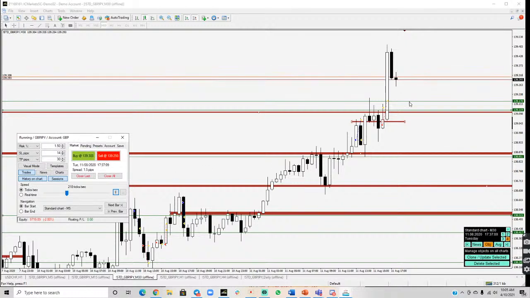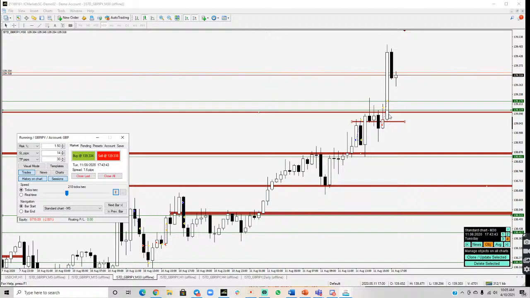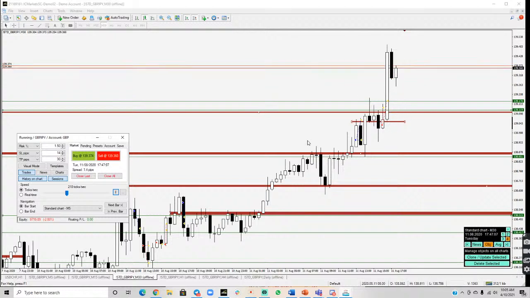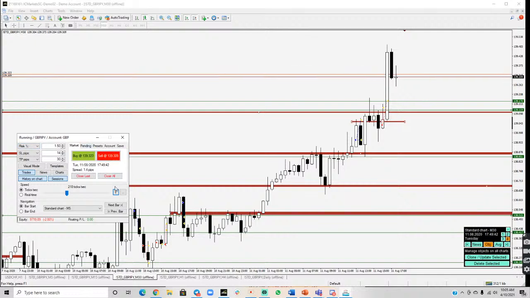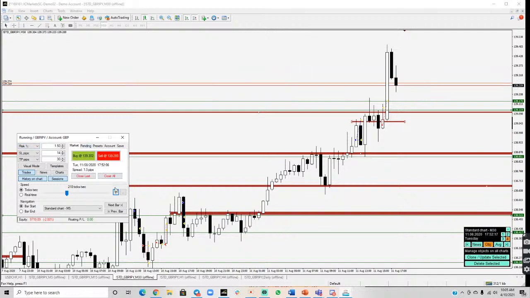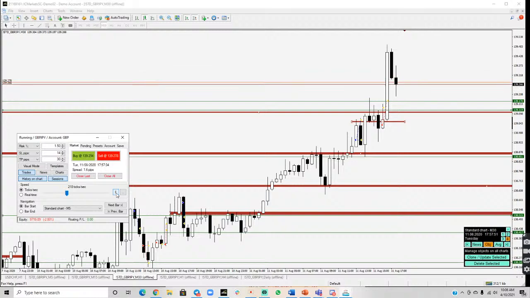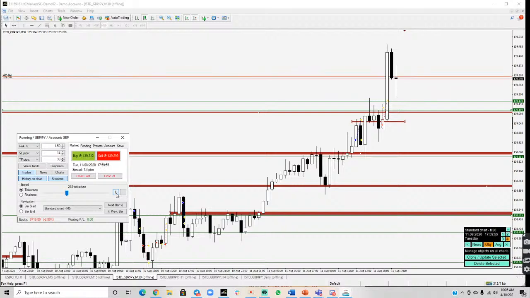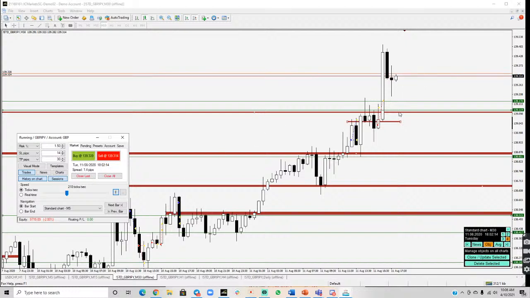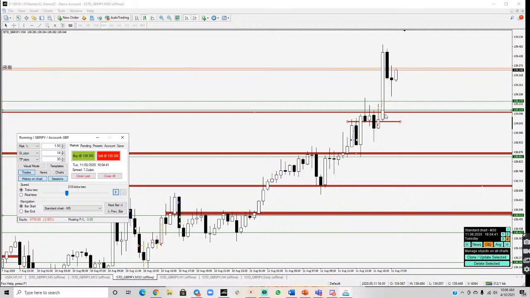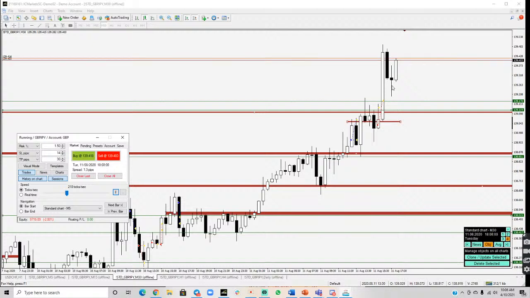Can wait for a retest. Say if we can get some form of support here, price can actually continue to push back up. Definitely need a support. Need a 30-minute support above this level for price to continue to push back up.